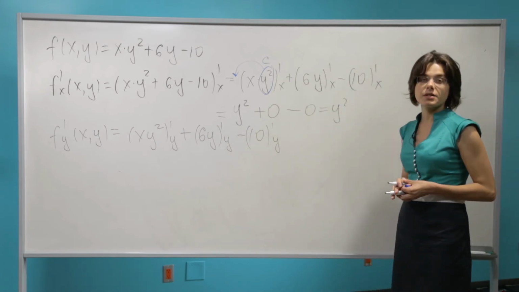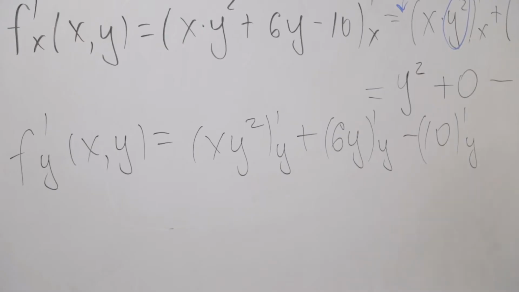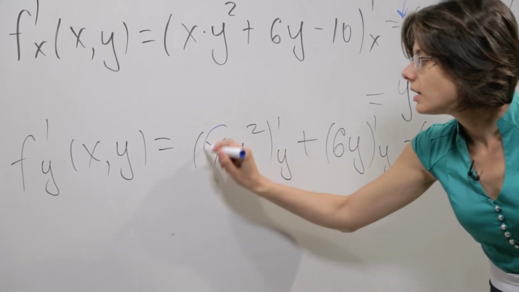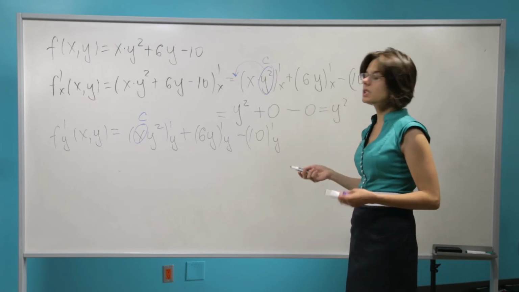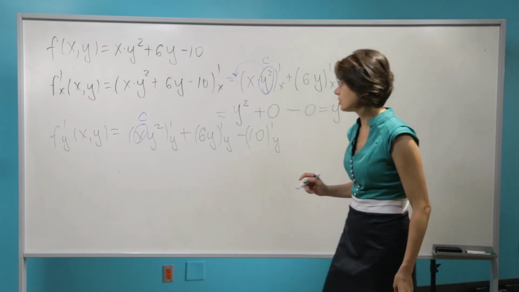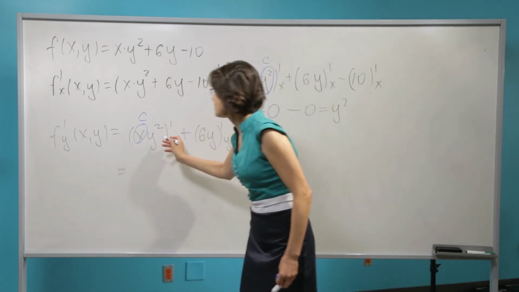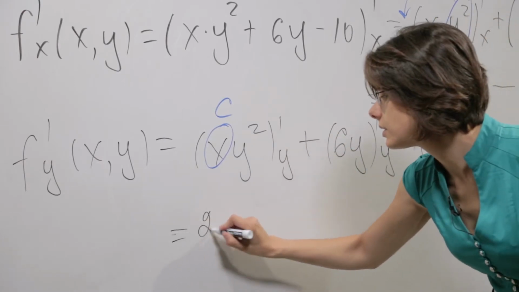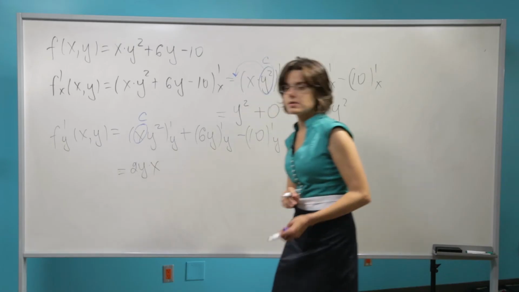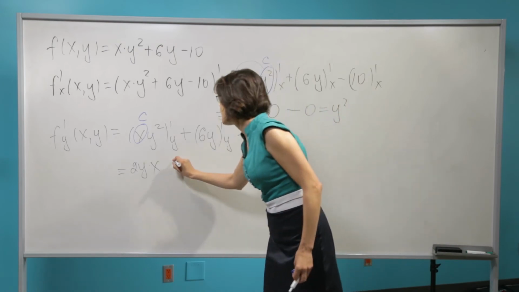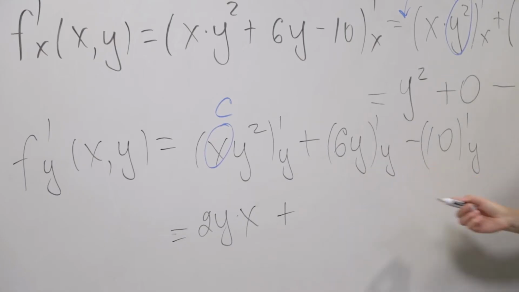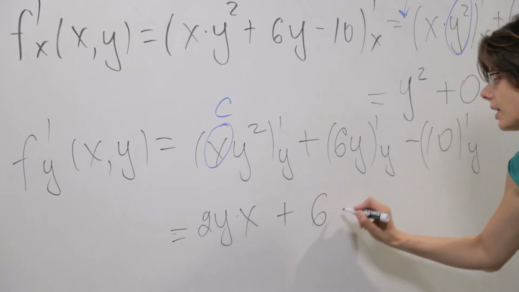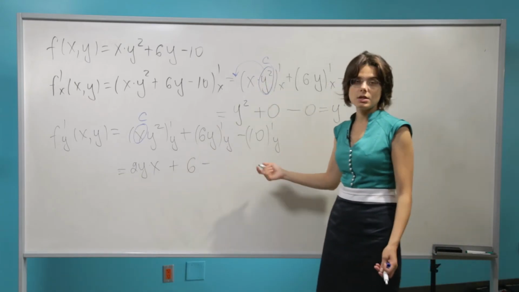Now I think that x is a constant and y is a variable. Right here, I will have some constant multiplied by y squared. So the constant we can bring outside of the differentiation rule to obtain the derivative of y squared, which is 2y times x, plus the derivative of 6y with respect to the y variable will give me just 6. And the derivative of constant n is always 0.